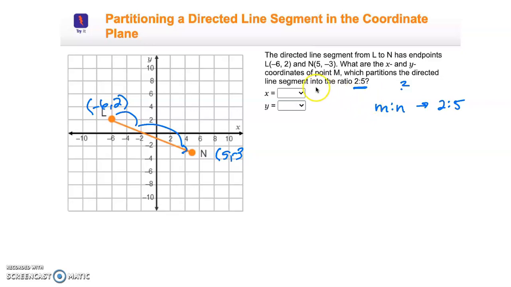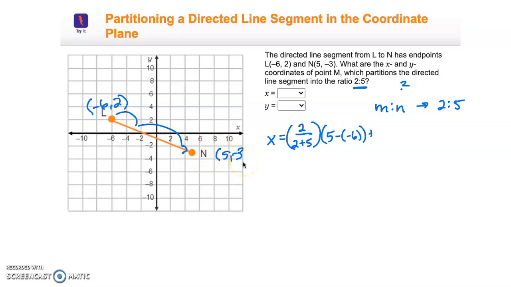So now we're just going to use the same formula that we were just using. The difference is we've got to do it twice. So x is equal to m, which is 2, over 2 plus 5, m plus n. We're going to multiply it by the difference between x2 minus x1. Remember, we start with where we're going. So that's 5 minus a negative 6.